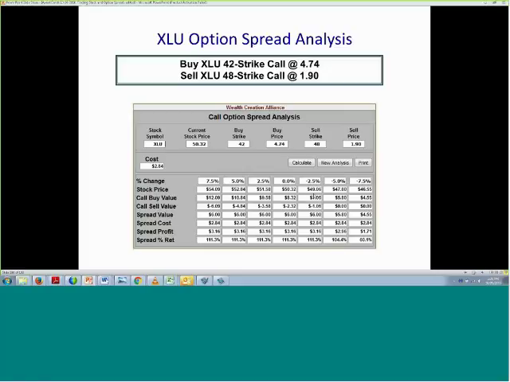And if the stock goes down, we can still profit. If it goes down 5%, we'll still have 104% return. If it goes down 7.5% at expiration, we'll have a 60% return.